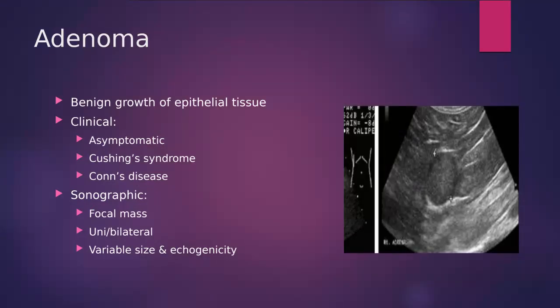So moving into those tumors, of course, with any organ in the body, any organ that has functional tissue, we are going to potentially find adenomas, so benign growths of epithelial tissue. They're asymptomatic, but we can also see these in cases of patients who have Cushing's or Conn's disease. On ultrasound, we'll just see a focal mass, similar echogenicity to the adrenal gland, but also could be similar to the kidney or the liver as well. So variable echogenicity, variable in size. We can see these on one side, we can see these on both sides. So, really kind of unpredictable, but benign and typical of an adenoma.